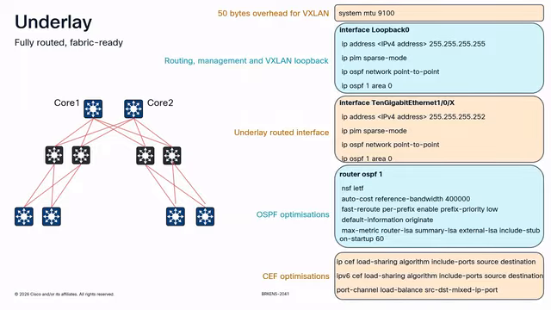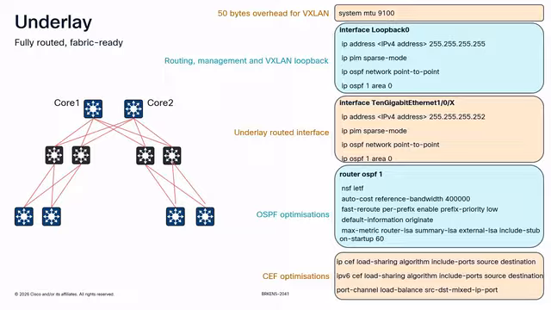So system MTU 9100. Different Cat9K switches have different maximum MTU values, but 9100 is the lowest common denominator. So feel free to use that. The next step is to create the loopback 0 interface. As you can see, this is used for routing for BGP, management for SSH, for VXLAN, and also for multicast as a PIM source.